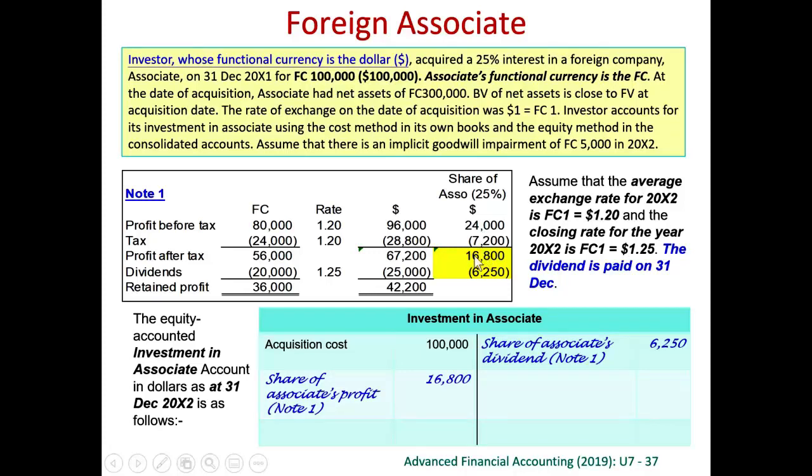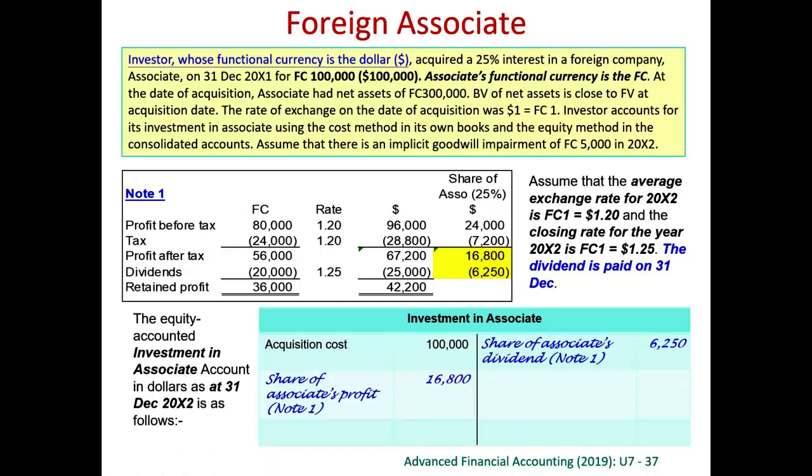This is to share the profit, after which we share the dividend. Dividend is a movement in equity, so we should use the actual exchange rate. The question says the dividend is paid on the last day, and on that day the actual exchange rate is 1.25. So 20,000 translated at the actual exchange rate, being an equity movement, is 25,000. We receive 25%. Therefore, in our own records, we must have recorded a dividend income of 6,250.